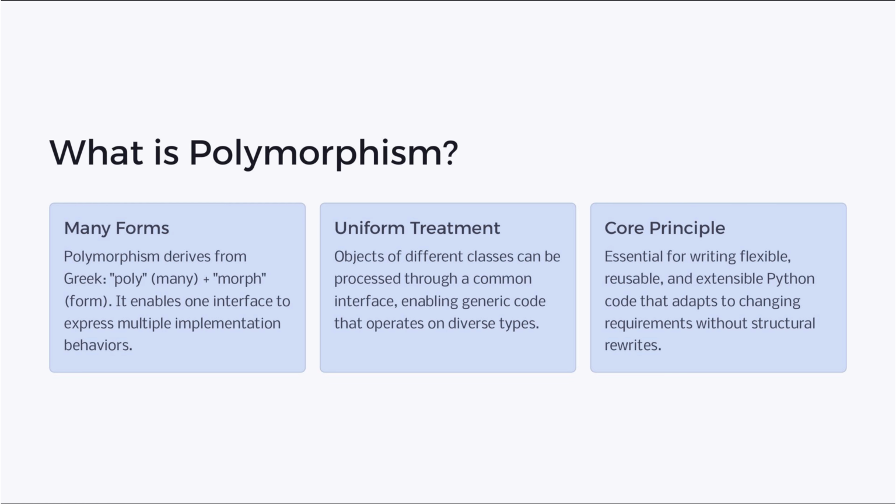Polymorphism, from Greek poly, many, and morph, form, allows a single interface to express multiple behaviors. It enables uniform treatment of diverse objects through a common interface, fostering generic code. This core principle is vital for creating flexible, reusable, and extensible Python applications that adapt seamlessly to evolving requirements.